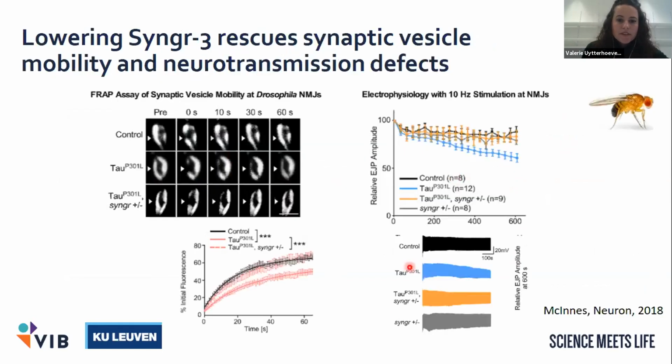We also show that the reduction of synaptogyrin 3 in tau mutant flies has a positive effect on synaptic vesicle mobility. Here the dotted line shows the fluorescence recovery over time is rescued and comparable to control boutons. Also, the neurotransmission in tau mutant flies with reduced levels of synaptogyrin 3 shows rescue of the defect in neurotransmission at 10 Hertz.